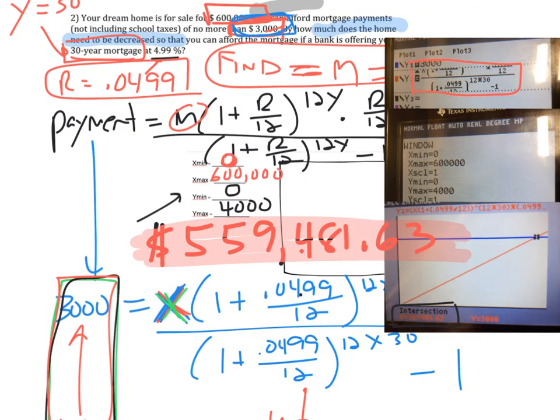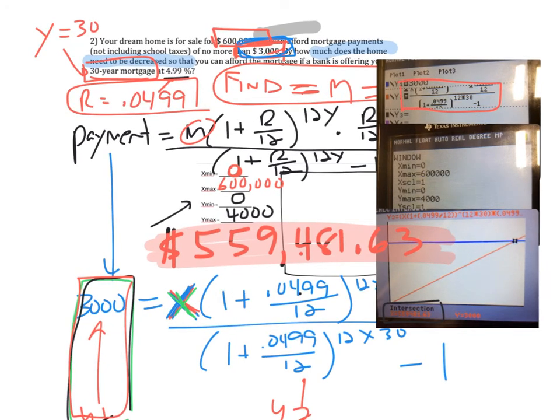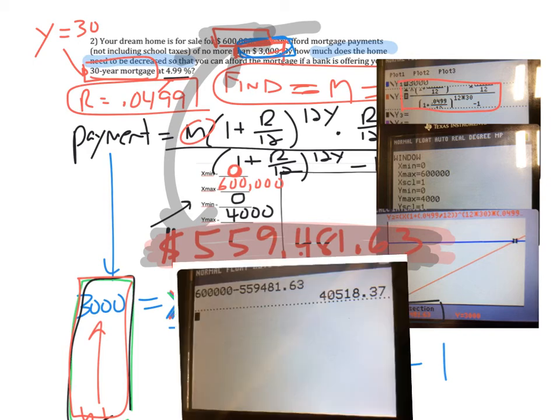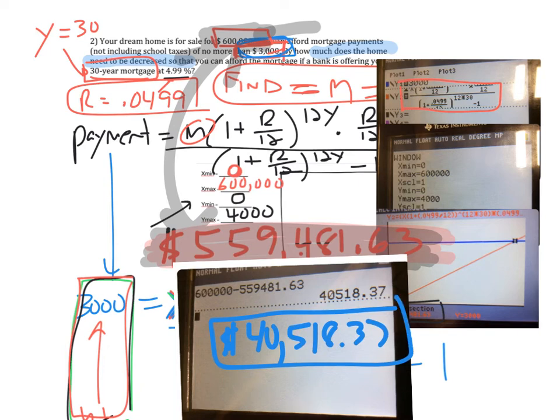But that's not what the question was asking. The question asked, how much does the home have to be decreased? Well, since the house is on sale for $600,000 and you can only afford $559,481.63, all I'm going to do is subtract those two values to figure out how much the house has to be decreased. And here's the answer to the question: $40,518.37. That's how much the house price has to be lowered in order for you to keep that payment under $3,000 a month.